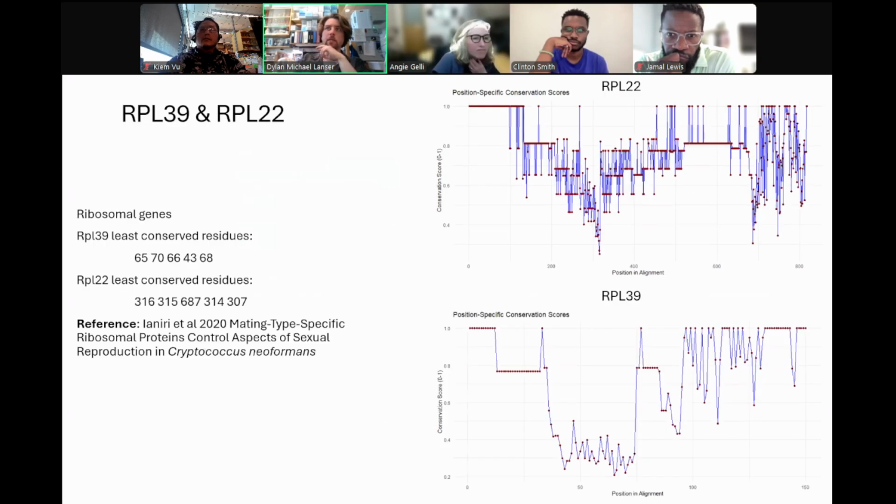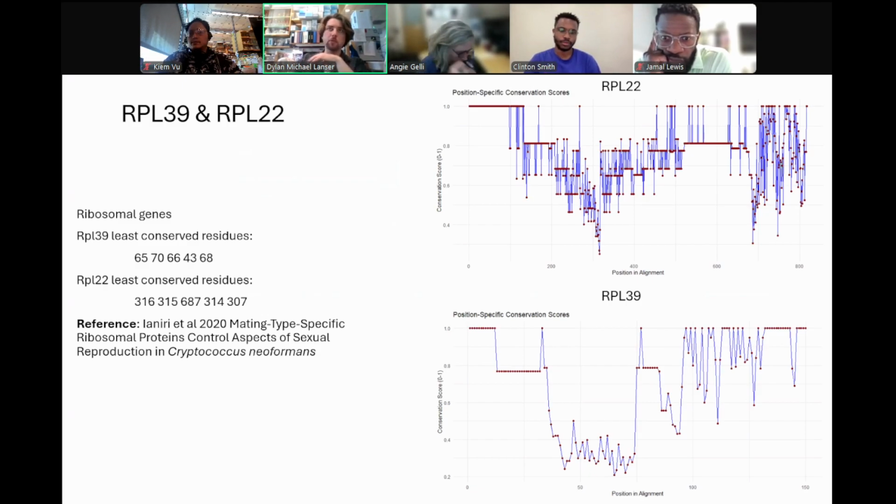And then finally, these are, I guess, the last two of the six that have definitely been explicitly called essential in the literature: RPL39 and RPL22. And I guess RPL39 is fairly short, so maybe it'd be easy to work with. But same story again. I was able to do the kind of analysis that they described in the paper to identify potential positions for substitutions.